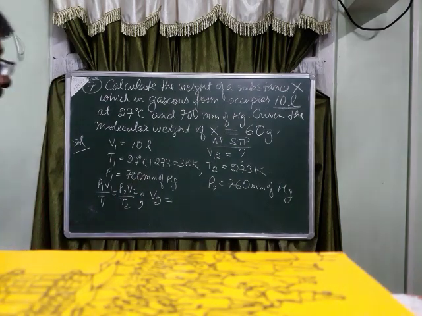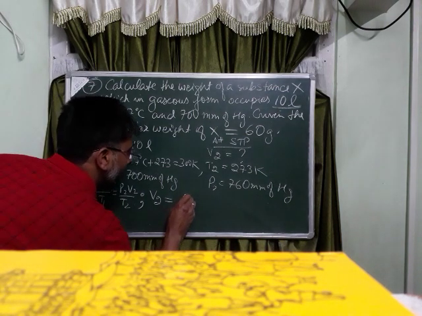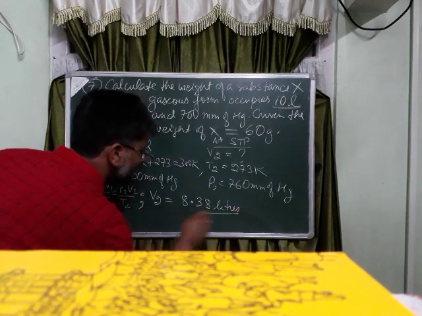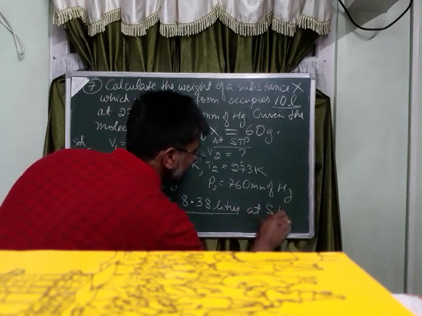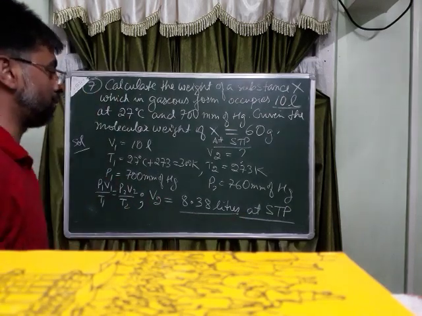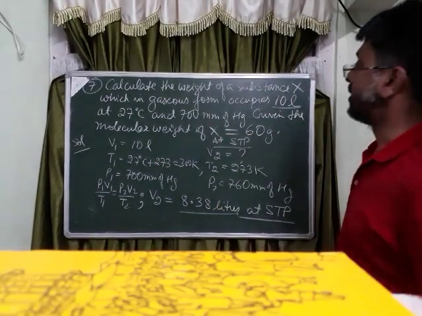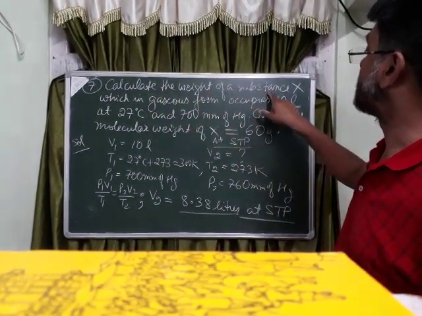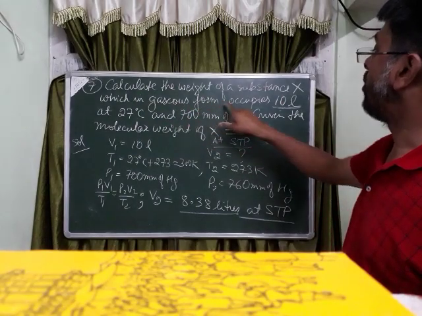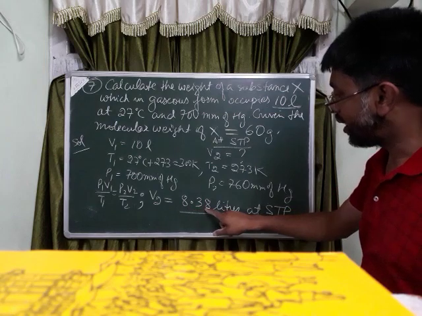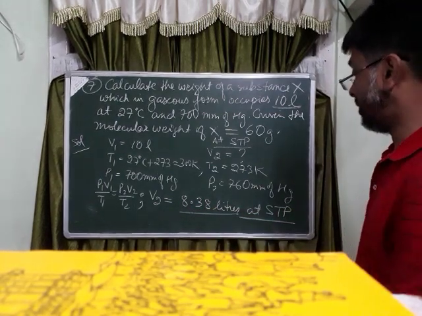So if you simplify, the final volume comes to 8.38 liters, and this is the volume at STP. This is the volume which you have obtained at STP. Now, what are they asking us? They are telling us to calculate the weight of a substance X, which in gaseous form occupies 10 liters. Now, this 10 liters has been converted to 8.38 liters at STP.